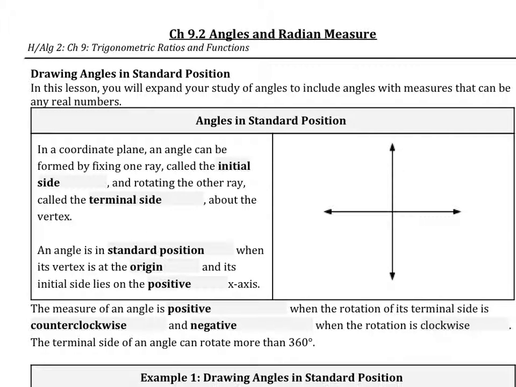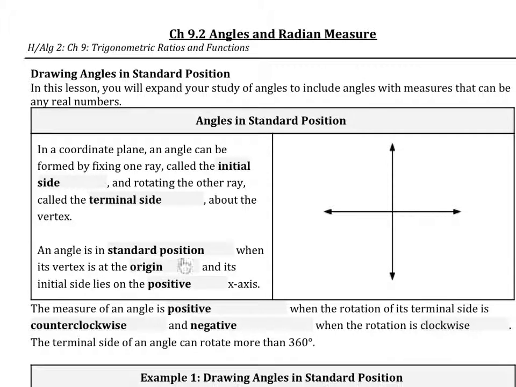So we're going to take a look at angles and radian measure. In this lesson, you're going to expand your study of angles to include angles with measures that can be any real numbers. So angles in standard position, that's when in a coordinate plane, an angle can be formed by fixing one ray, called the initial side, and rotating the other ray, called the terminal side, about the vertex.